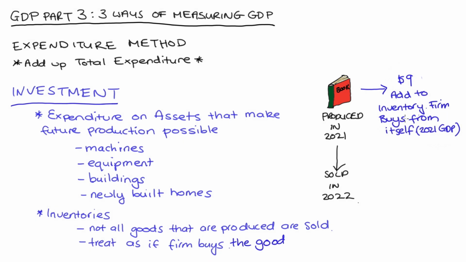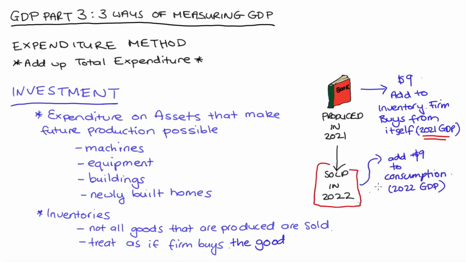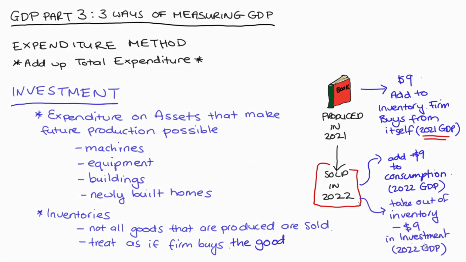That's part of the investment category in 2021 GDP. When the book is sold in 2022, let's just say to a household, there will be a positive entry in the consumption category because a household has bought the book as a consumption good, but it will be taken out of inventory. So there will be a negative in the investment category in 2022. These two entries will cancel each other out. So we'll just end up with zero overall.